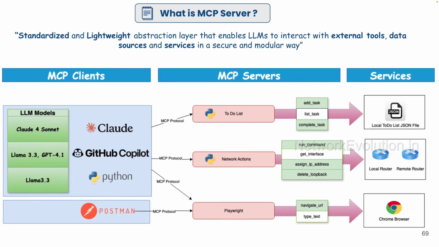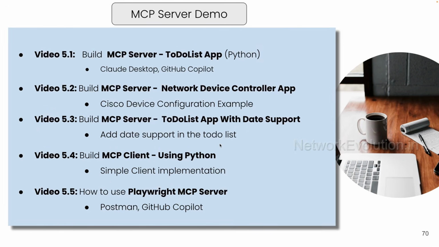In the first video, we have seen how to create a simple to-do list MCP server using Python, and we have seen how to interact using Claude Desktop or GitHub Copilot. In the second video, we have seen how to create a network device controller MCP server using Python. In this video, we will see how to create a to-do list app with date support. In the previous to-do list app, we were giving only the task and the completed status, but now we'll see how to add even the date support.